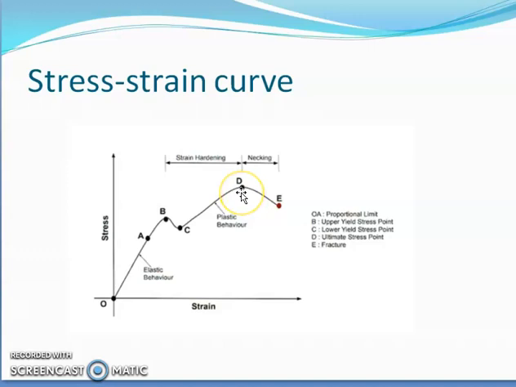So necking is the reduction in the dimension of the material. Beyond this point, if we apply load continuously, what happens? Breaking of the material happens. So this E point represents breaking of the material, and D point represents ultimate strength of the material. C point represents yield strength of the material. This upper yield limit will not be considered for the calculation, because this upper yield limit is just a momentary value. Right?